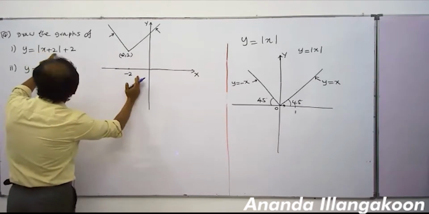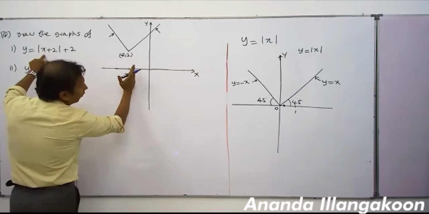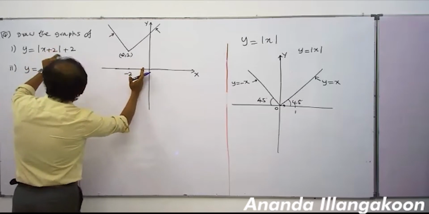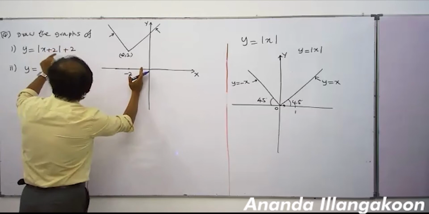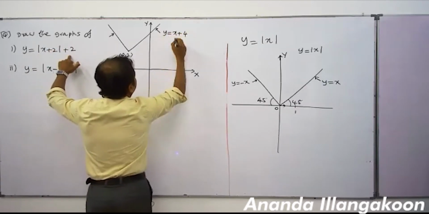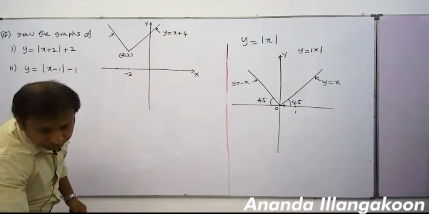plus 2. To this x plus 2, we have to add another 2, right? I'm talking on the right hand side of -2. On the right hand side of -2, this is x plus 2. So to that x plus 2, another 2 is added. Then on the right hand side it is x plus 4. Right. Okay. Next one.